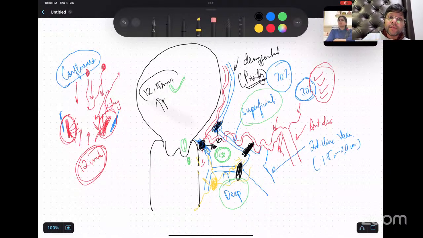That is the reason majority of the times when you are operating, you will see that some of these veins are actually very collapsed, because of the effect of the pneumoperitoneum inside the abdomen, because these are small veins.